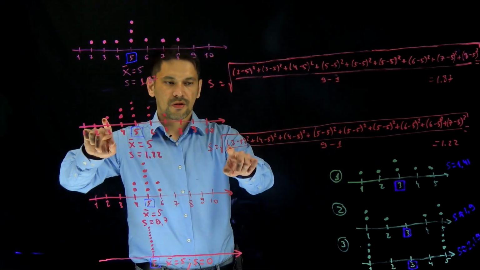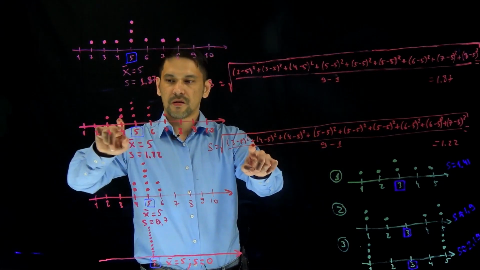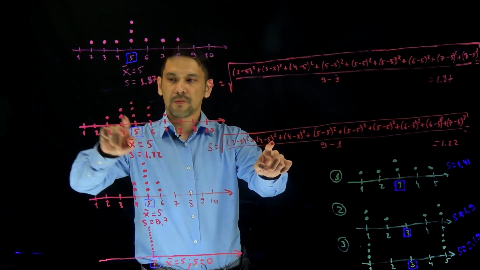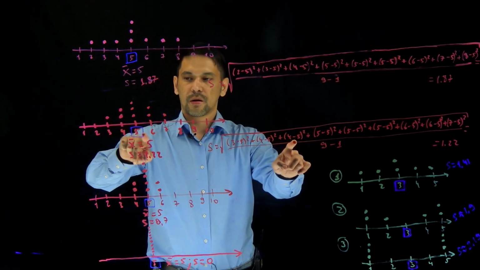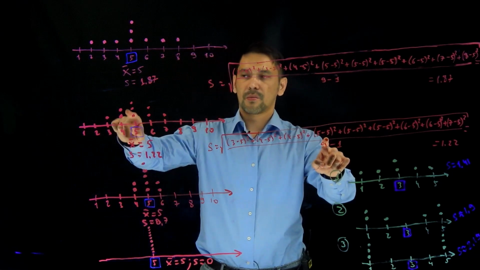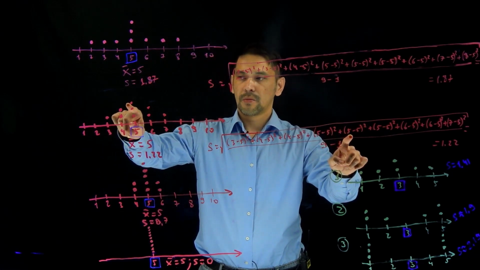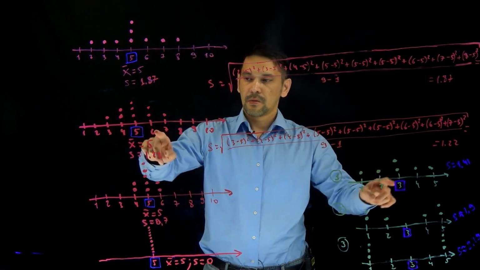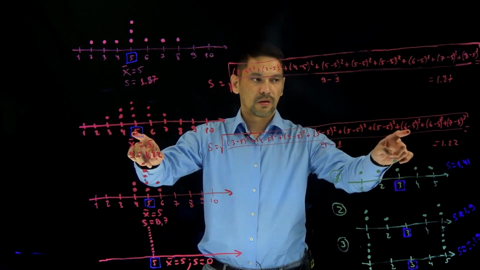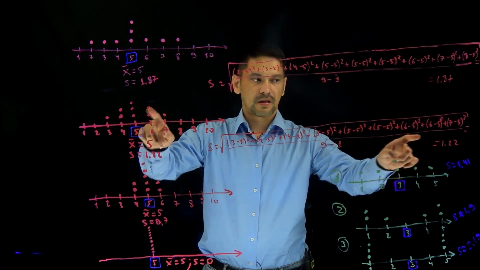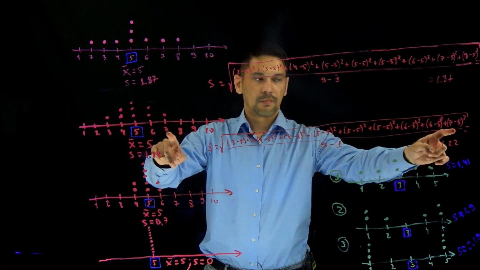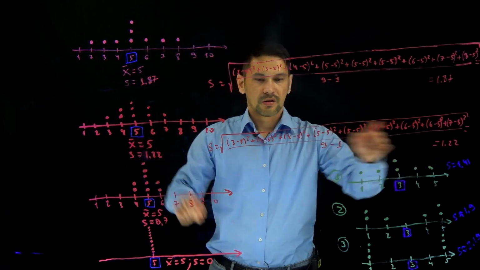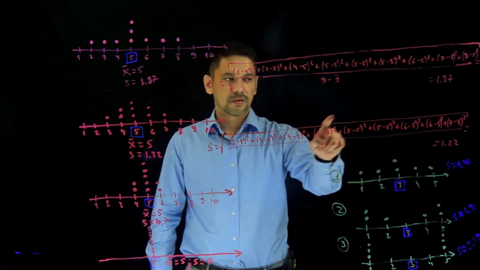So it's 3 minus 5 squared plus 4 minus 5 squared plus 4 minus 5 squared plus 5 minus 5 squared plus 5 minus 5 squared plus 5 minus 5 squared plus 6 minus 5 squared, just like I did here, plus 6 minus 5 squared plus 7 minus 5 squared. So I calculated 9 differences, you see.